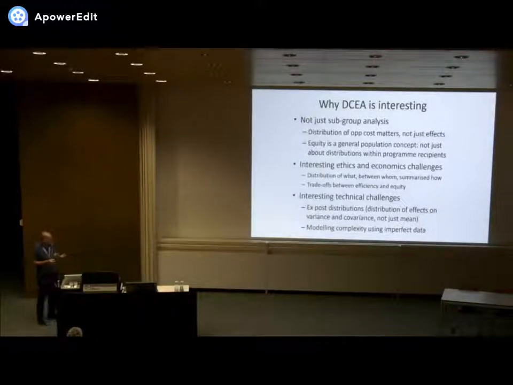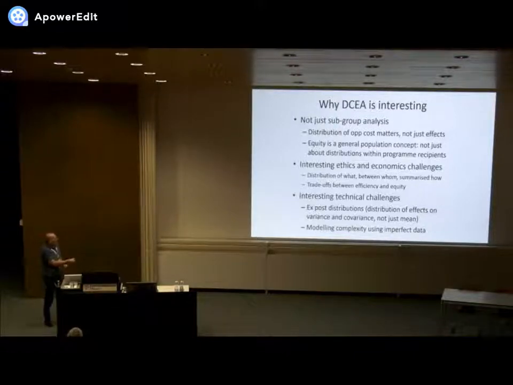And why is it interesting? Some people say to me, "Oh, that's just subgroup analysis. God Almighty, how boring! We've done that, and you can't really do it anyway because the sample size is too small." Well, there's a bit more to it than that. As I've said before, the opportunity cost distribution matters. It's not just the distribution of the effect in your trial, right? What about the opportunity costs?